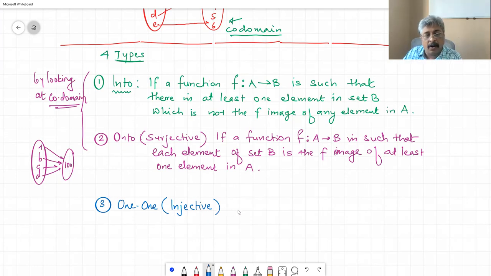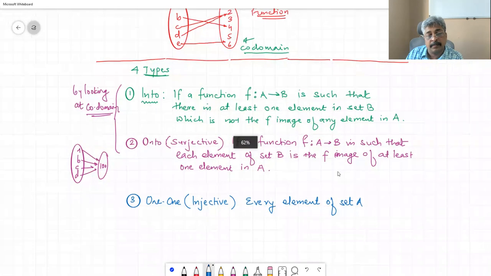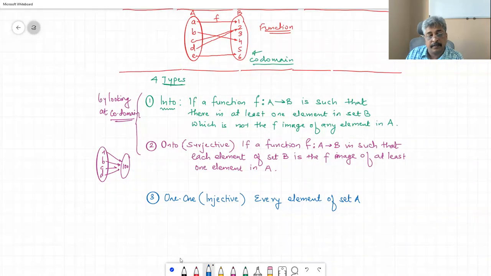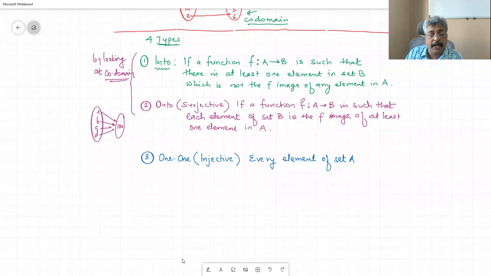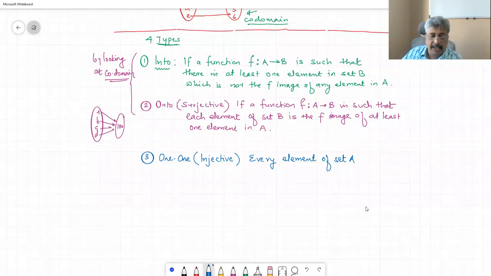Every element of set A must have a different F image in set B.